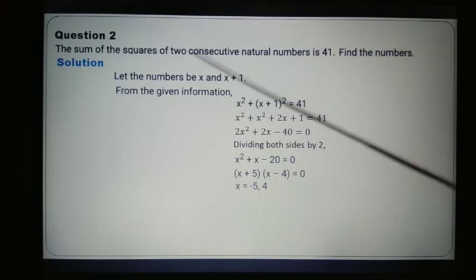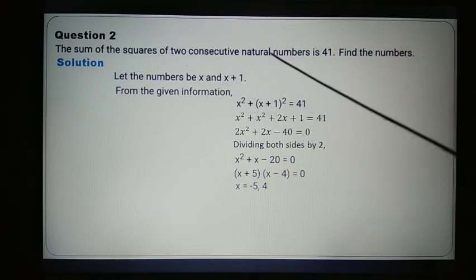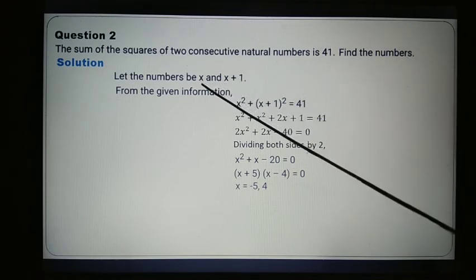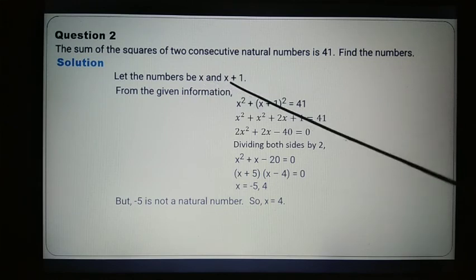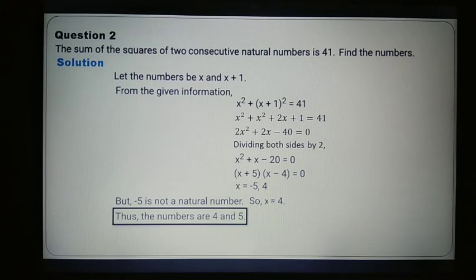The question says that the numbers have to be natural numbers. That means this x is also a natural number. But here the value of x is minus 5, and minus 5 is not a natural number. So my value for x has to be 4, because 4 is a natural number. Since minus 5 is not a natural number, the value of x has to be 4. Now if the value of x is 4, then the other number has to be 4 plus 1, which is 5. So the numbers are 4 and 5. Pause the video to note down.